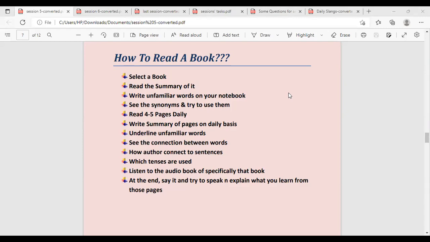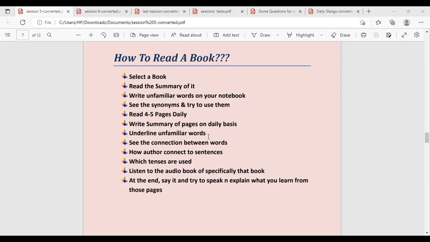So see the synonyms and try to use them. You have to go on Google and search for all the possible synonyms of the words that you have written down. Then you have to read 1 page on a daily basis, not 4 to 5 pages. Write a summary of the pages on a daily basis. If you remember, we talked about 2 bonus techniques: listen to the material, read the material. So you can listen to an audiobook, you can read that book, and after that you can write the summary. So it will become easier for you. I would suggest you start from The Alchemist.